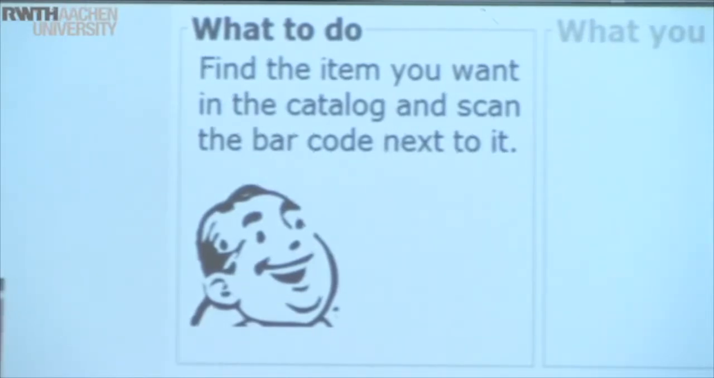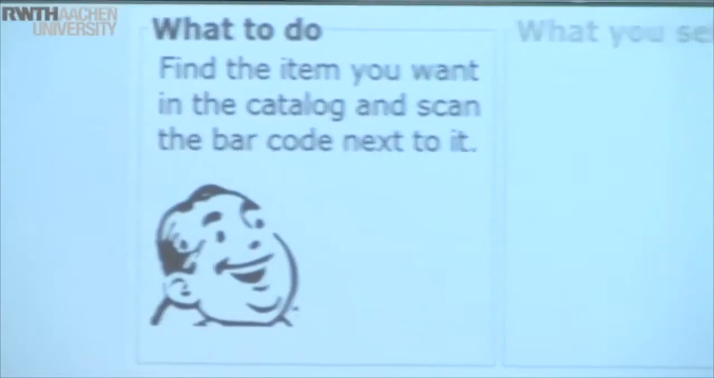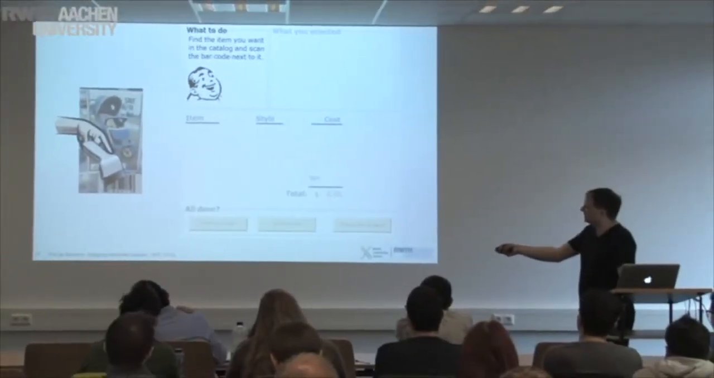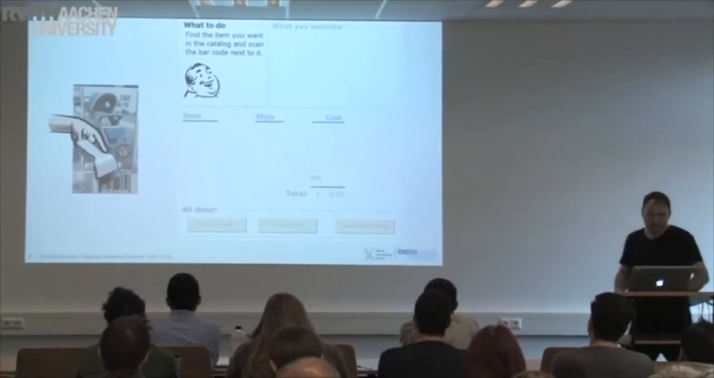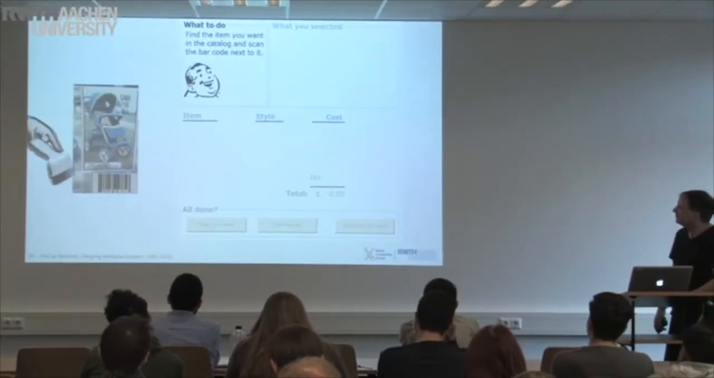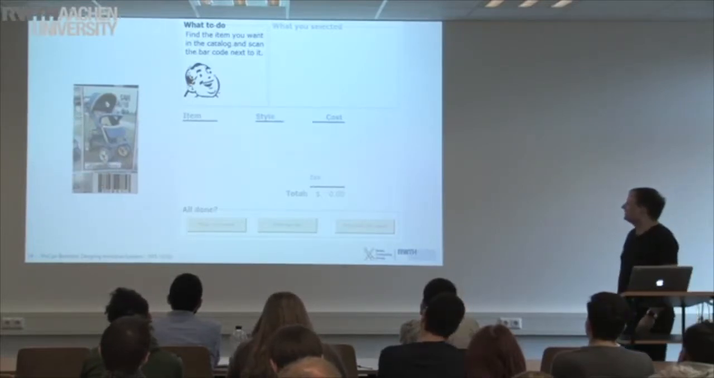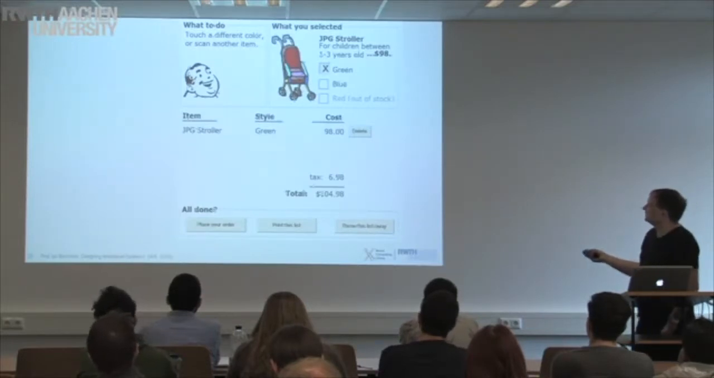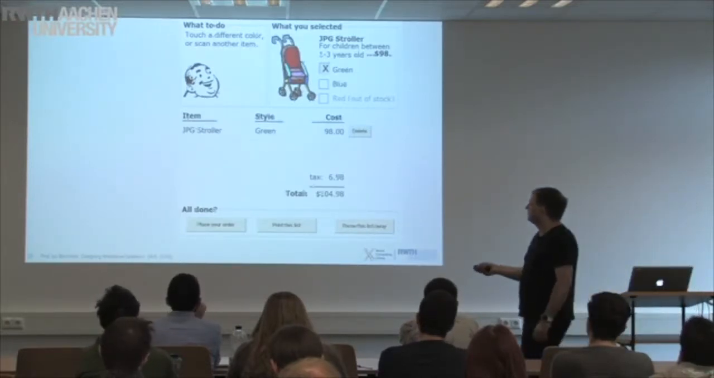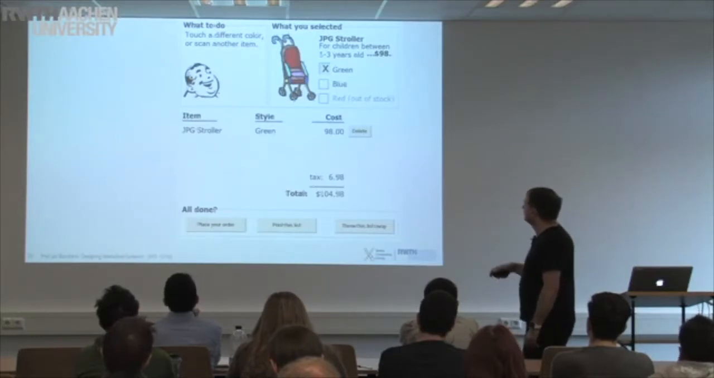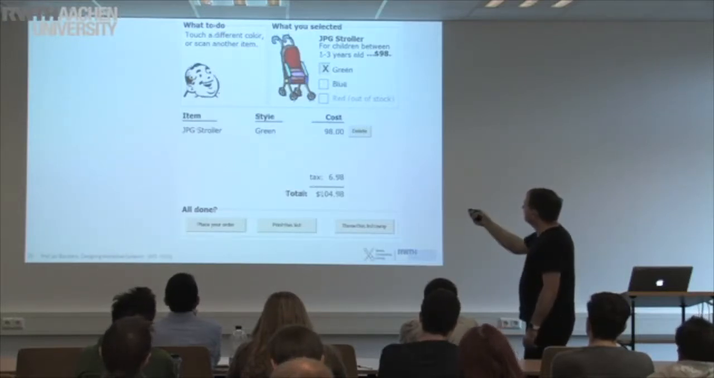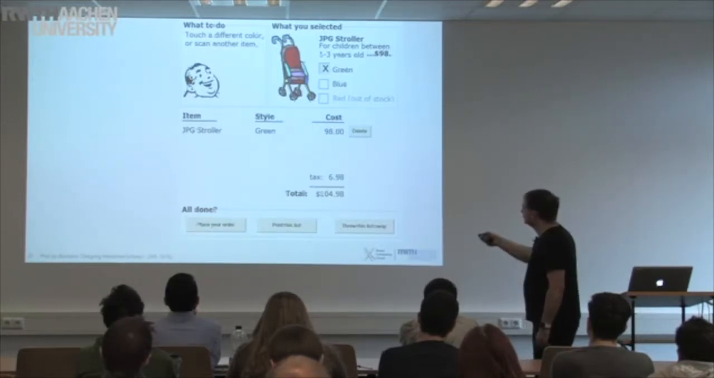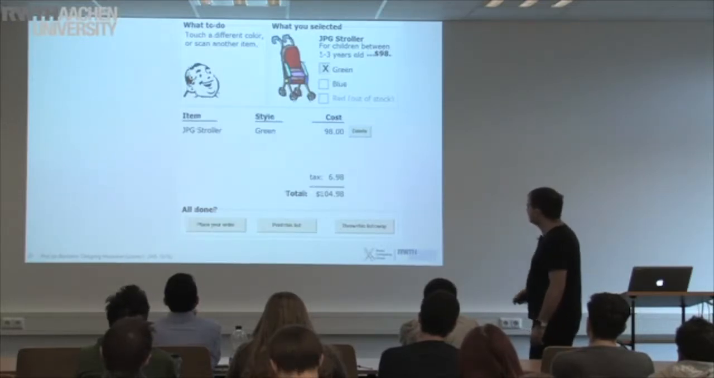So you now scan an item. There we go. Here's the hand with the scanner scanning the item. And once that happens, we then get results, OK? So now we scanned some kind of stroller in a particular style. It costs a certain amount of money, and it's also selected up here in a particular color. Okay, and here's your list of things that you're shopping.